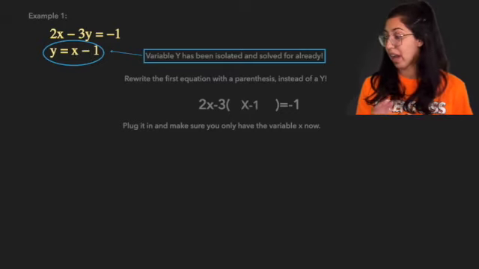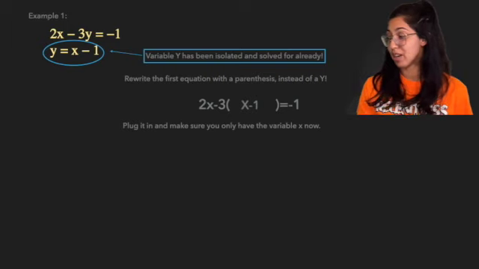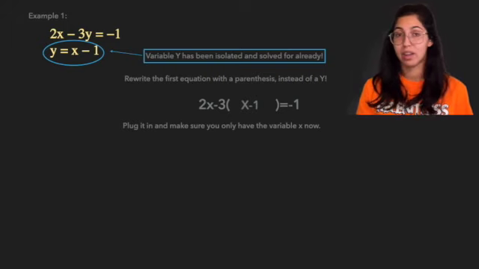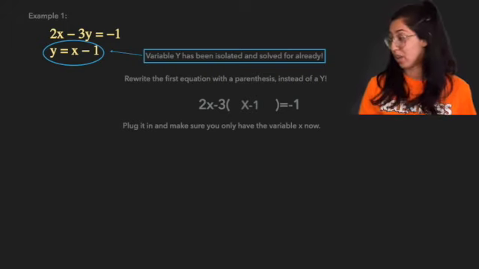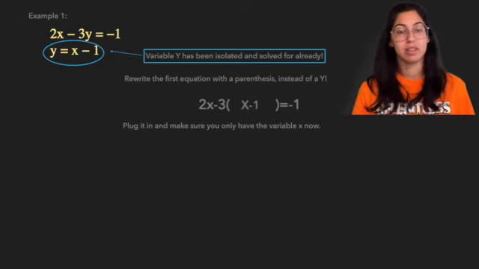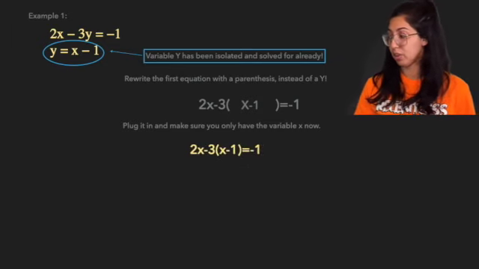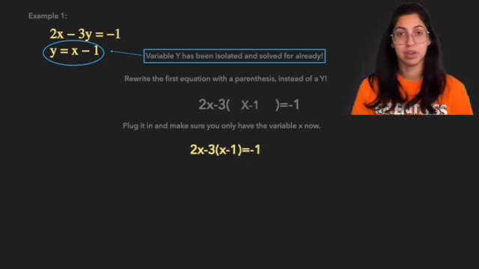So if I look, I need to make sure I only have one variable, which is x, and I see I've got 2x minus 3 parentheses x minus 1 parentheses equals -1. So if I had a y still, I know that I did something wrong. But in this case, I have an x, so I'm good to go. So 2x minus 3 parentheses x minus 1 equals -1.